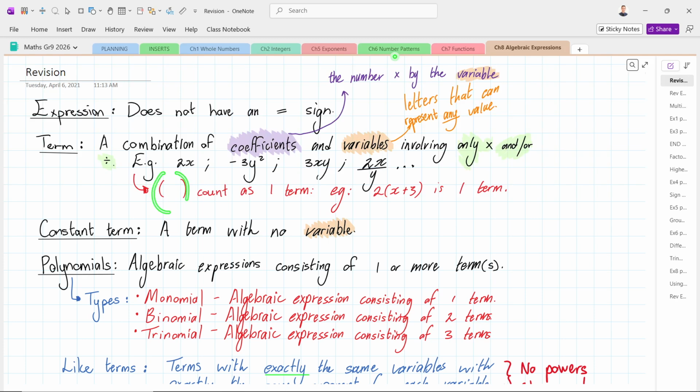Anything that gets put in brackets also counts as a single term. So over here, this x plus 3, if I just had x plus 3, that would count as two terms, because there is one term, there's a plus, and then there's a second term. But as soon as we put it into brackets, it counts as a singular term. And something to keep your eye out for: a constant term is just a term that does not have a variable. And you'll see quite a few of them soon.